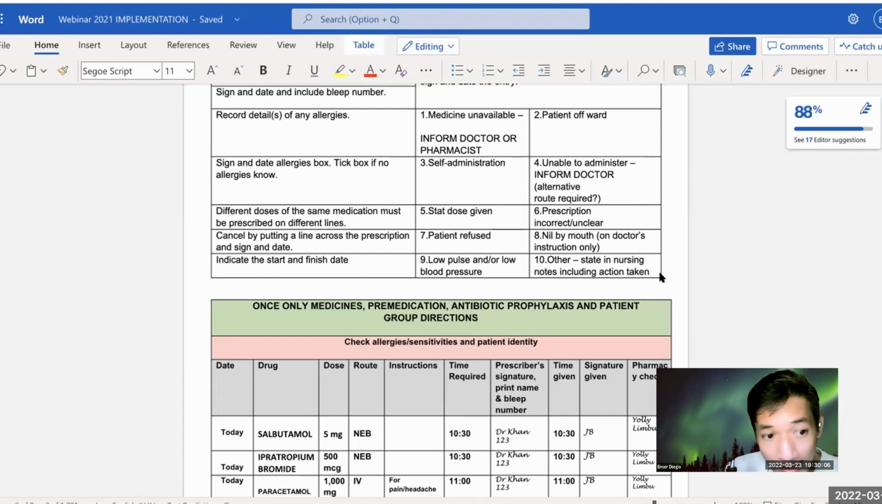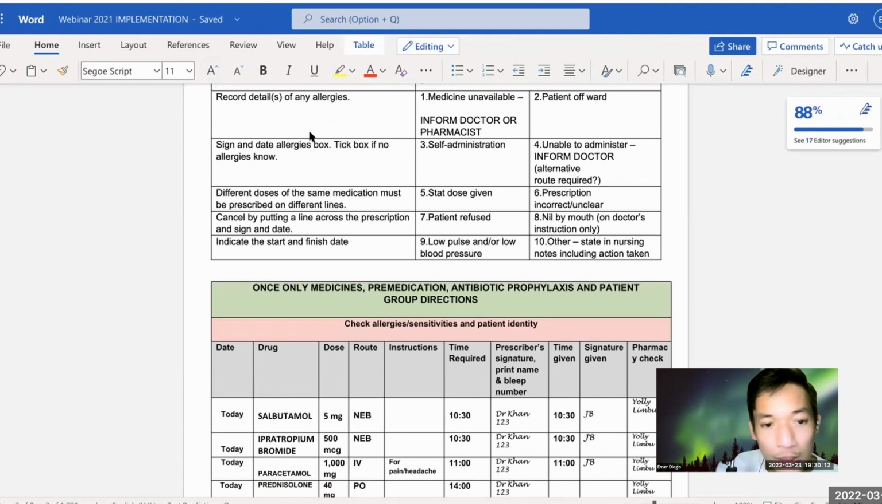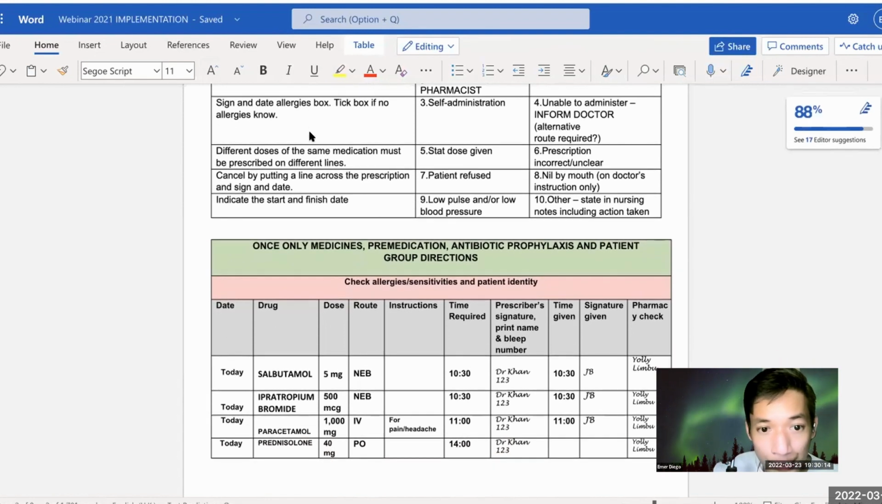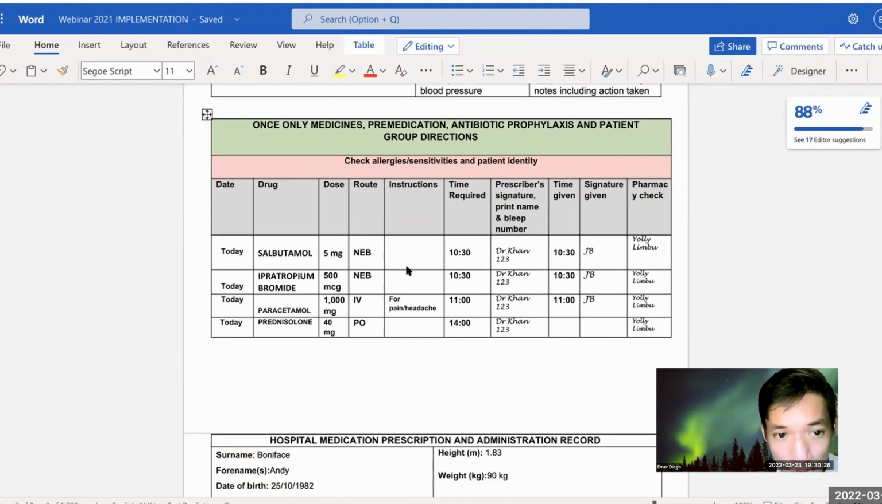Remember your number 10, that is the only code that you have to write at the back of your drug chart. So later we will show it. Okay, any questions so far in terms of your codes? It's kind of self-explanatory. Okay, so next table is your once only medicine, the pre-medications, and prophylaxis.